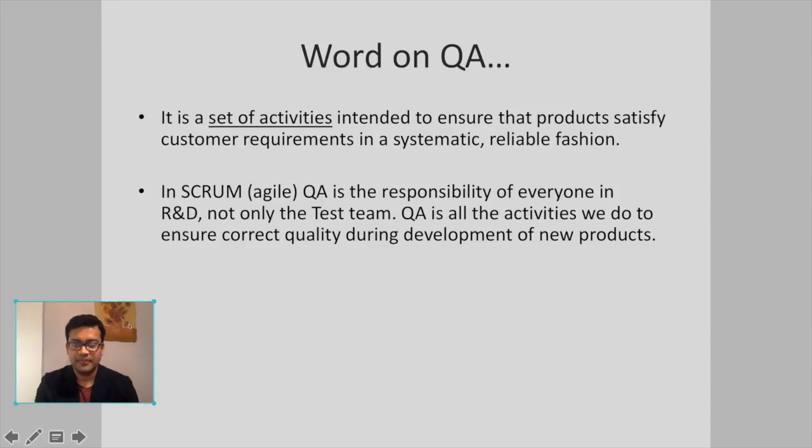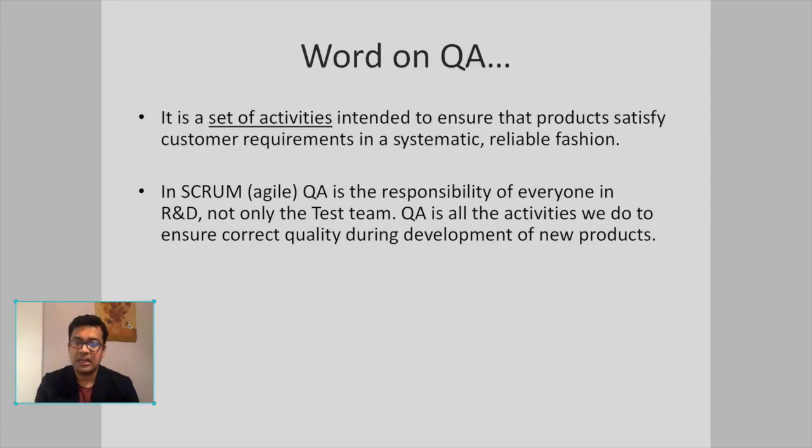A word on QA. QA, quality assurance, is a set of activities intended to ensure that the product is satisfying customer requirements in a systematic and reliable fashion. All of us from the quality community know that the expected behavior and the actual behavior of the product or service should match. If there is any deviation, we call it a defect or bug.